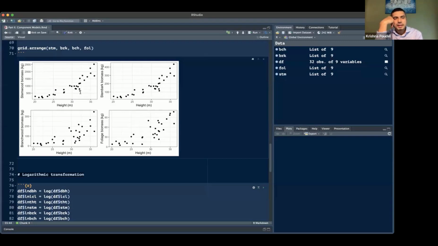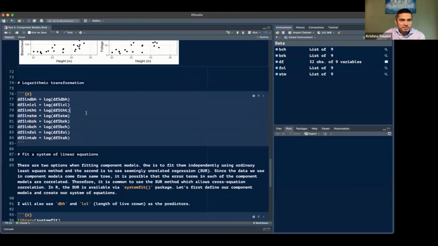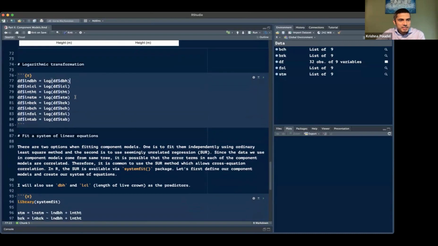Height and total aboveground biomass. We see a similar kind of pattern in component biomass as well. And we found that if we use a log model, then it would be better. So that's why we'll do a log transformation here. For the log DBH, ln function and DBH, that's my independent variable. And I do that for all the dependent and independent variables. Okay.